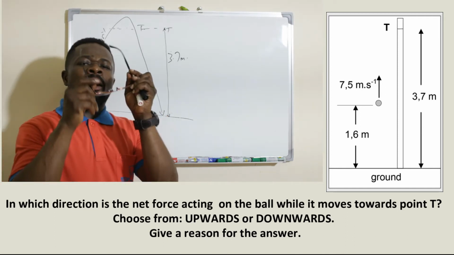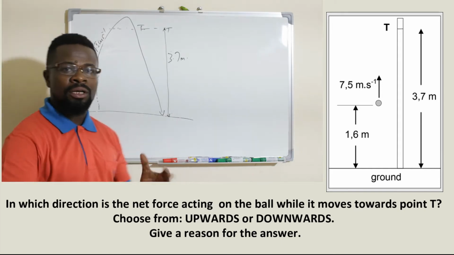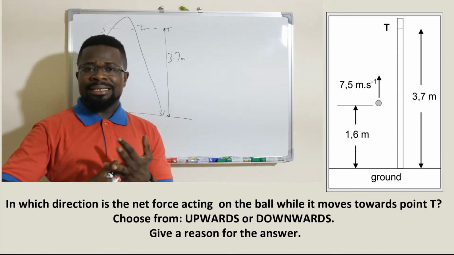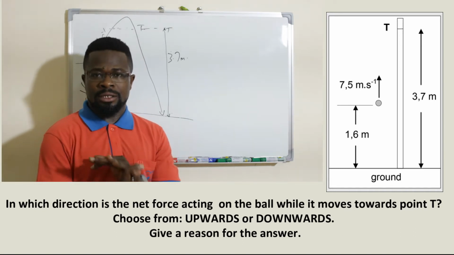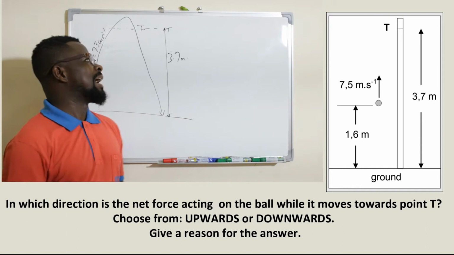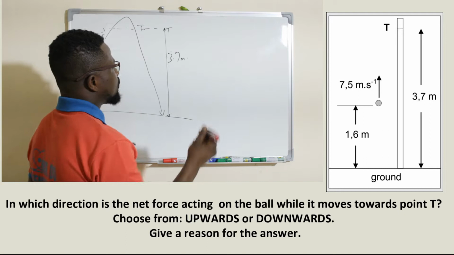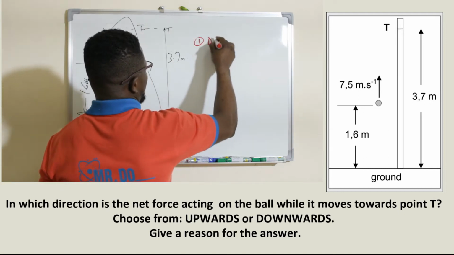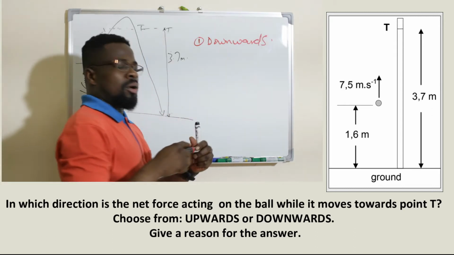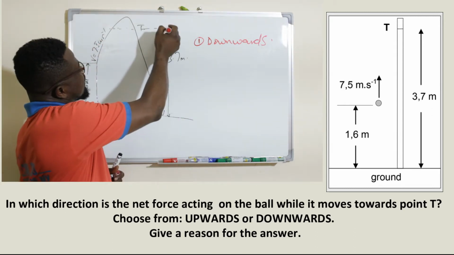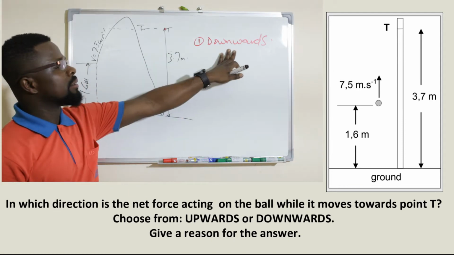Well, remember, if the object is at the point T and we want to look for the direction of the net force, not the magnitude, the direction. So what the question is requesting of us is to know the direction of the net force. What is the direction? The direction of the net force at the point T is going to be downwards. So at the point T, the net force is going to be downwards.